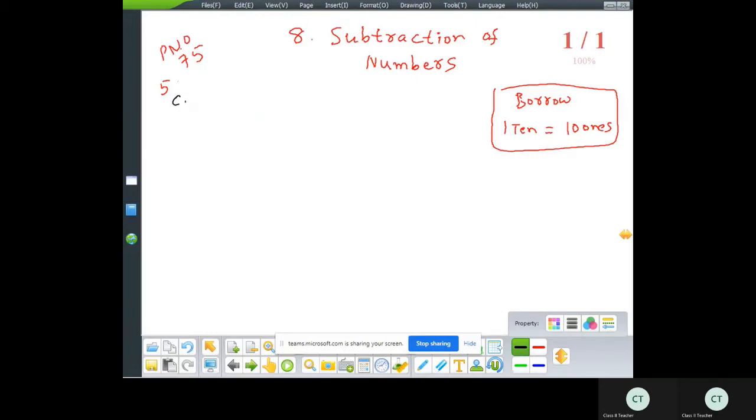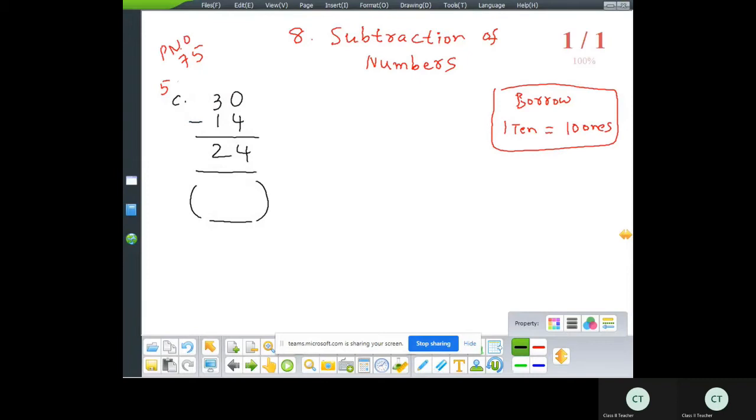Question C. 30 minus 14. Your answer from Madhavi is 24. If it is correct, no problem. If the answer 24 is wrong, we can write the correct answer in that bracket.